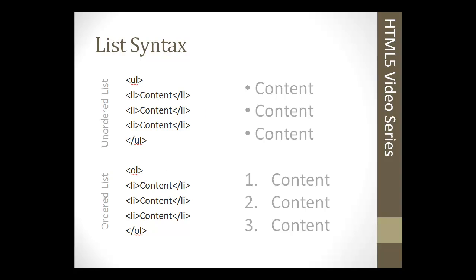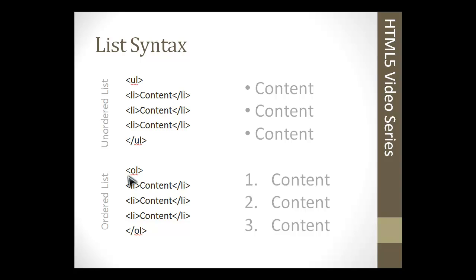So here we have a layout of the list syntax, which is very simple. It's a lot easier than a table. There's a lot less to it. We have 2 types of lists here: an unordered list and an ordered list. The only difference between these two is an ordered list has numbers and an unordered list has bullets. You can remove the bullets through CSS styling if needed.